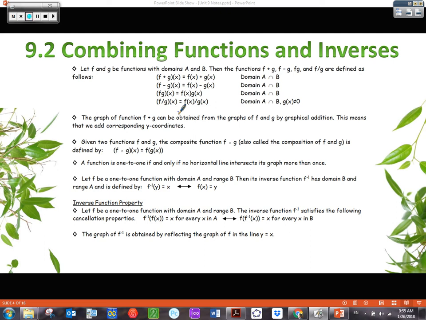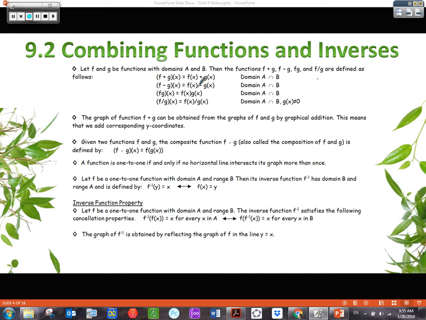Students don't typically have a problem adding, subtracting, multiplying, dividing functions. It's where the domains come in that it's a little bit tricky. We need to understand that the domain of the combined function is the intersection, this symbol means intersection, of the domains of the two original functions. So that's something that we'll be practicing on the next slide, but that's how we would find the domain.